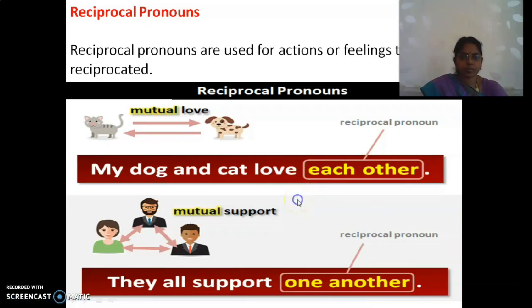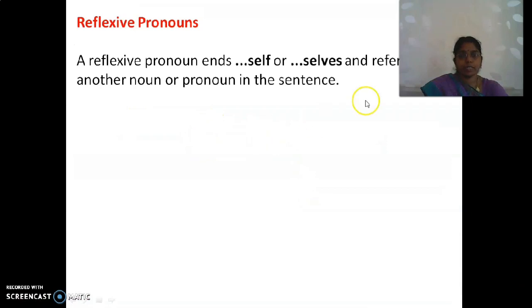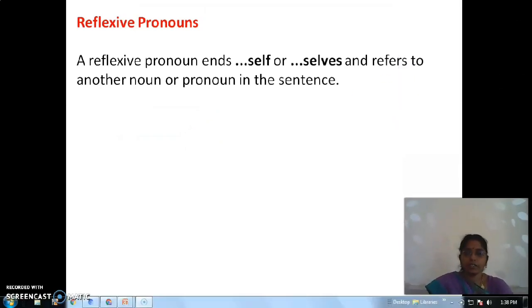Clear? Good. Reflexive pronouns. A reflexive pronoun ends with self or selves and refers to another noun or pronoun in a sentence. When you see a mirror, what will you see? You will see your face only, isn't it? That is what reflection is. Reflexive, coming back to yourself, right? We will see what it is.